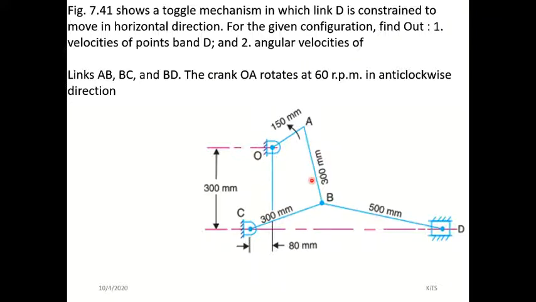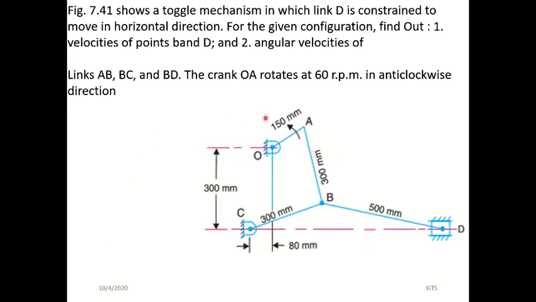We can fix this point, or we can fix this point, either one. Did they give the angle? No, they didn't give the angle. So take your drawing sheet and fix this point in the lower left corner, around this place.